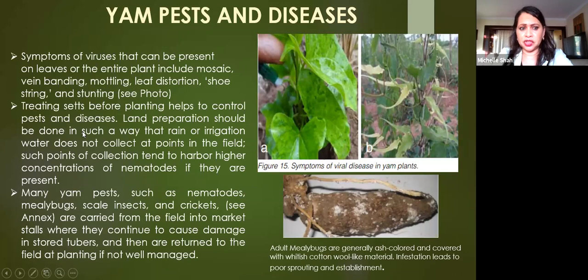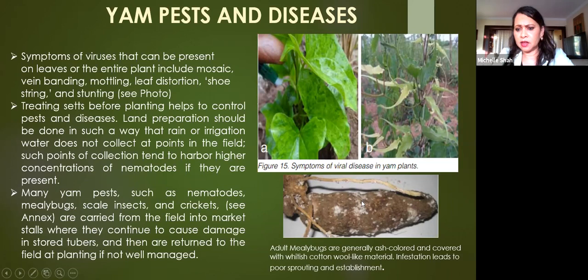Land preparation should be done in such a way that rain or irrigation water does not collect at points in the field. Such points of collection tend to harbor higher concentrations of nematodes if they are present. Many yam pests such as nematodes, mealybugs, scale insects, and crickets are carried from the field into the market stalls where they continue to cause damage in stored tubers and then are returned to the field at planting if they are not well managed.